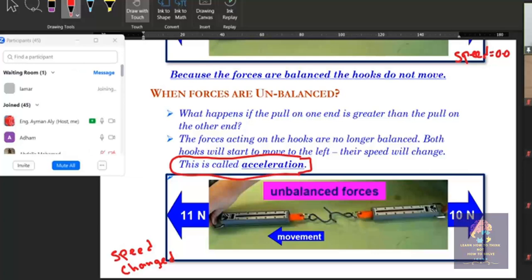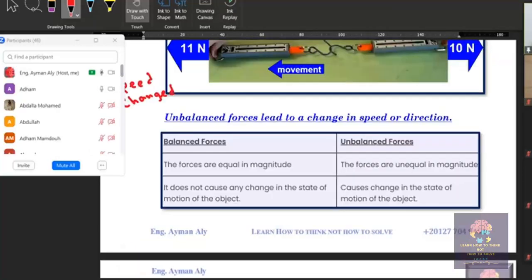Let's have a comparison between balanced force and unbalanced force. For the balanced force, the forces are of equal magnitude. Number one is equal magnitude. This is an important comparison, by the way. For unbalanced forces, the forces are of unequal magnitude. Balanced force does not cause any change in the state of motion of the object, which means that speed is equal to zero. Speed didn't change.